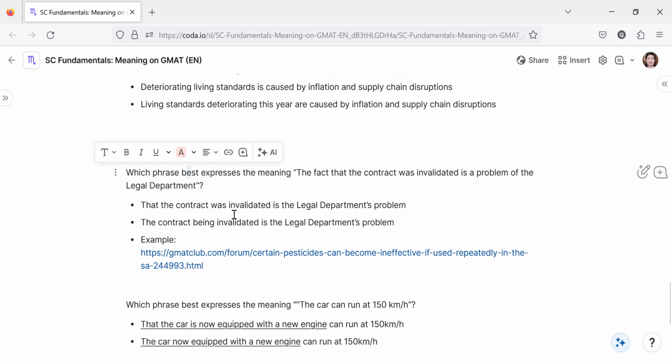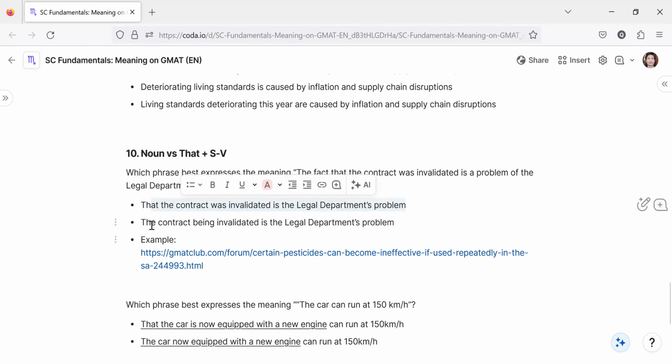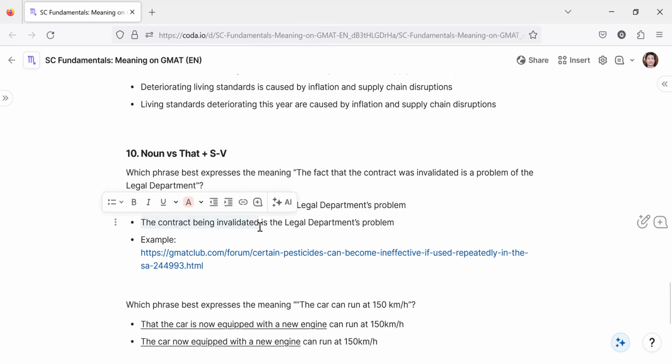So what does that mean? Let's take a look at these two examples. That the contract was invalidated is the legal department's problem. The second sentence: the contract being invalidated is the legal department's problem. You can see there's a difference in the subject. The first sentence has an entire subject-verb clause as the subject. The subject of that clause is the contract, and the verb is was invalidated. But in the second sentence, we have a noun phrase as the subject, the contract being invalidated.